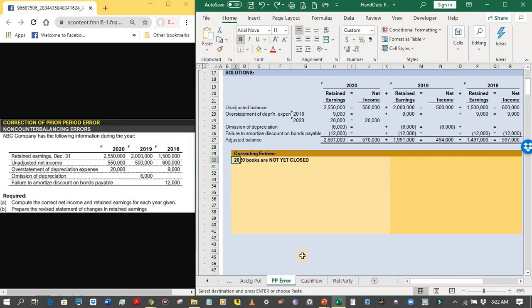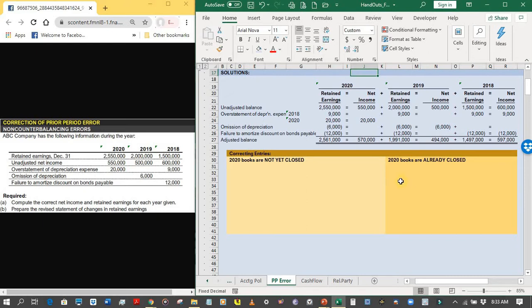And the other assumption is if the 2020 books are already closed. So it means that in this scenario, the nominal accounts were already closed to the retained earnings. So it means that we already prepared the closing entries. So let us start with the 2020 books not yet closed.